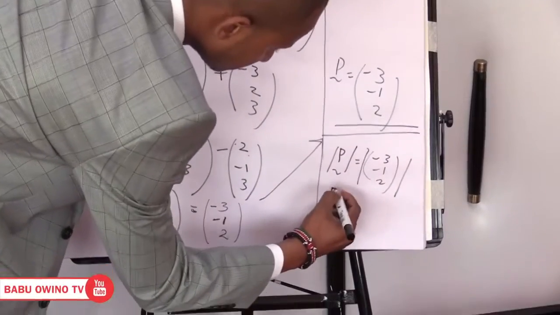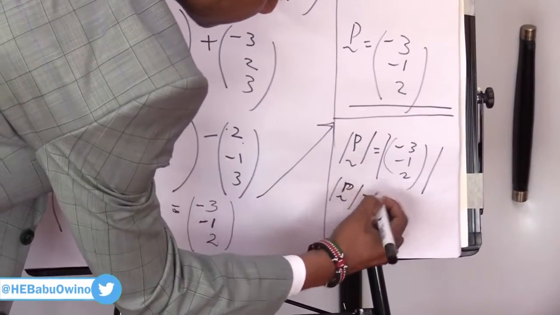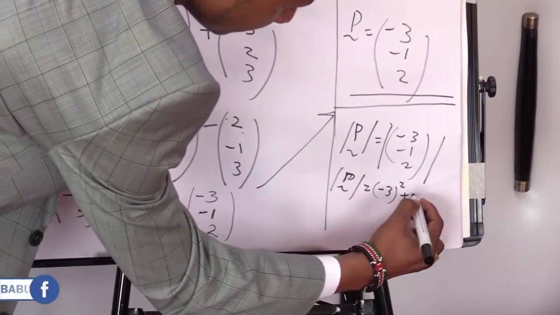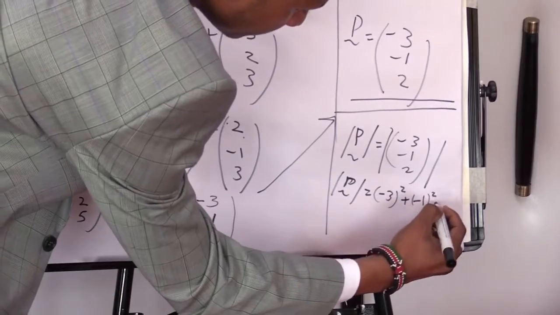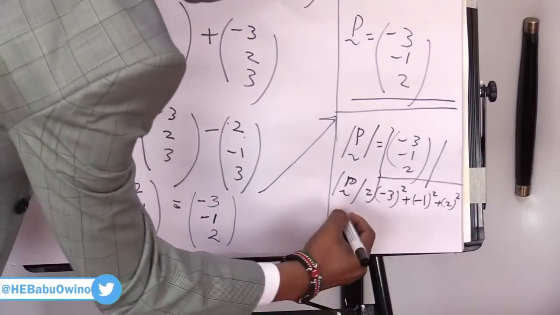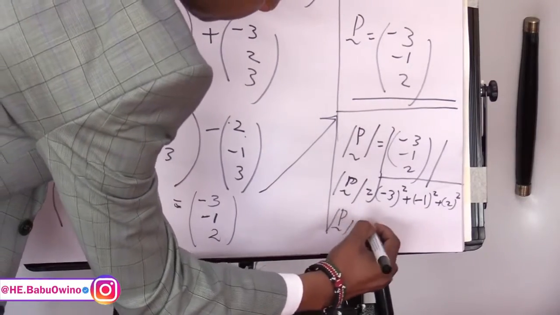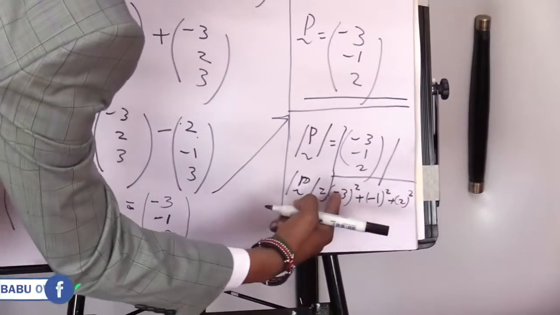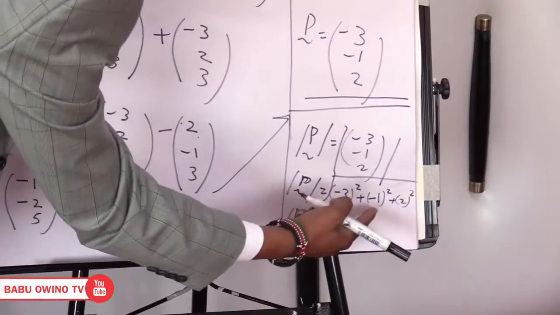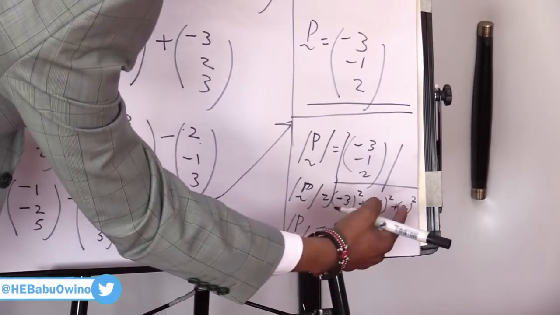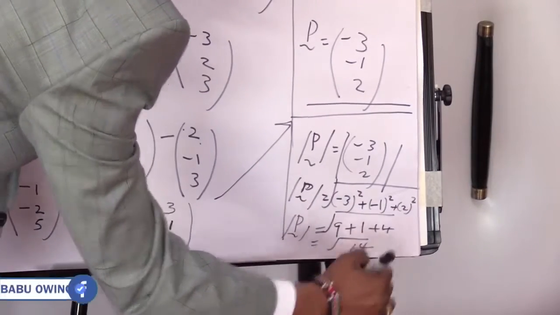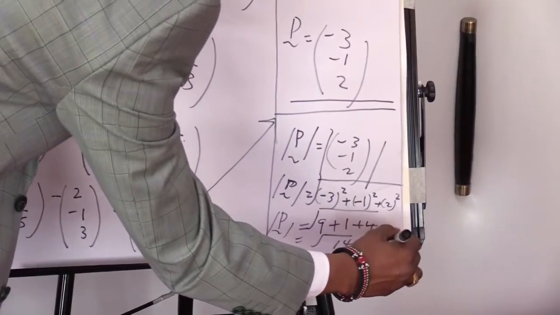So when getting the magnitude of P, just square individual numbers: minus 3 squared plus minus 1 squared plus 2 squared, all into the square root. So the modulus of P equals minus 3 squared, which is minus 3 times minus 3, which is 9, plus minus 1 squared, which is 1, plus 2 squared, which is 4. So this is the square root of 14. So our answer is the square root of 14 units.